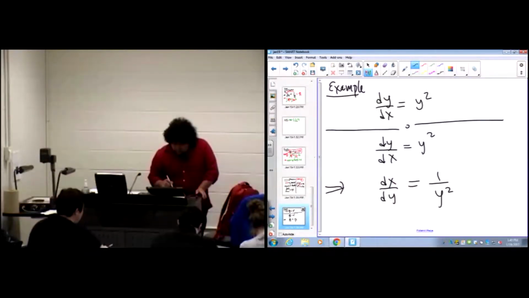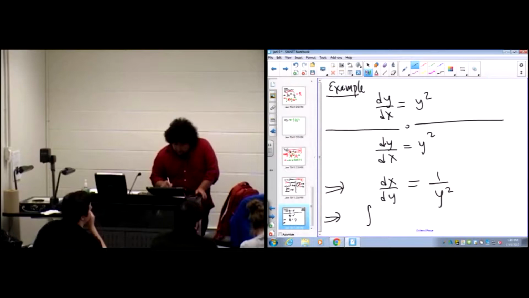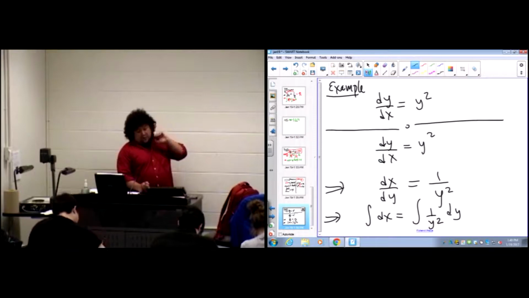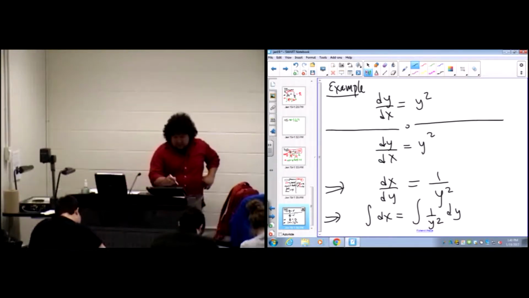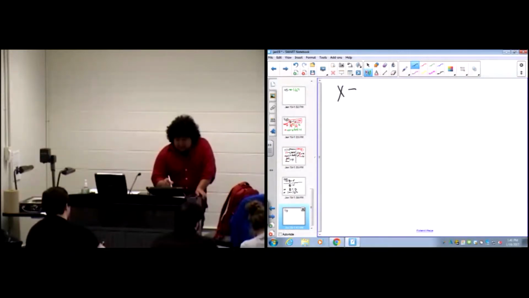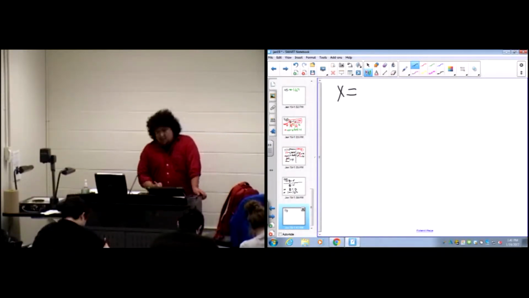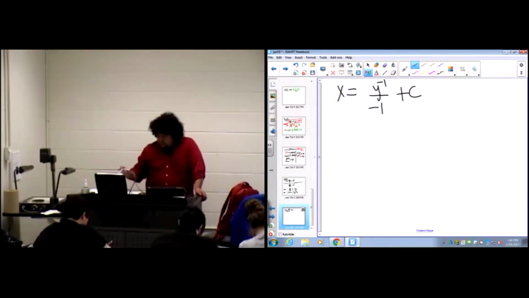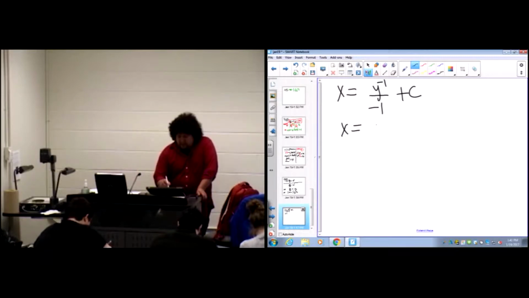In fact, we could work here with the integral of dx equals the integral with respect to y of 1 over y squared. That 1 over y squared is y to the negative 2, and that's going to give us x equals the antiderivative of that power, right? So this becomes y to the minus 1 over minus 1 plus c. In other words, we have x equals minus 1 over y plus c, and then what we would like to do next is solve for y.